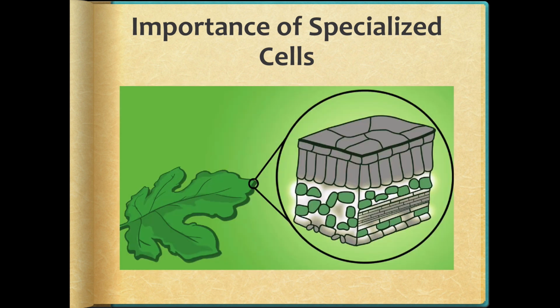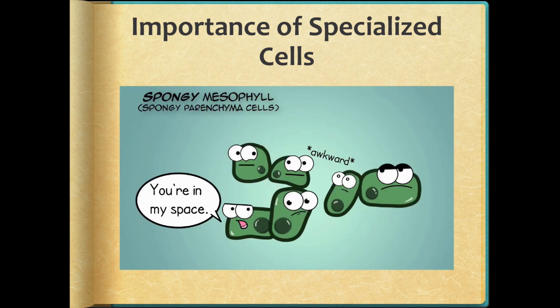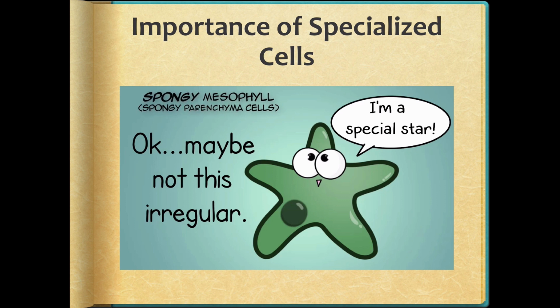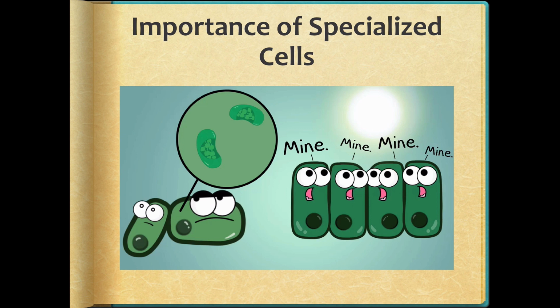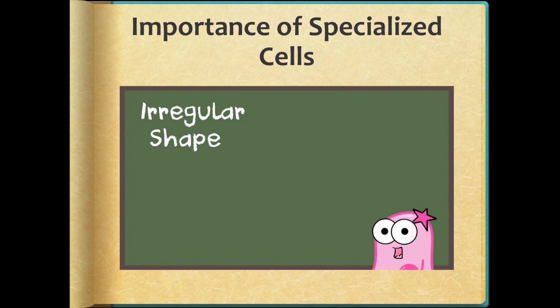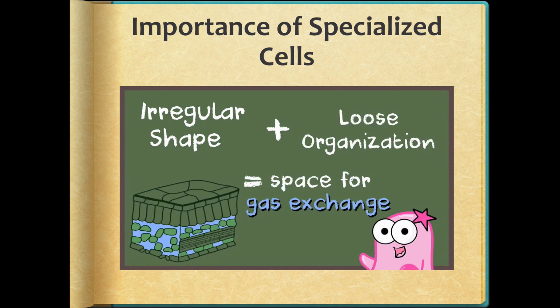Underneath it, take a look at these spongy mesophyll cells. These cells that make up this area are pretty loosely packed. They have irregular shapes. They can have chloroplasts, but in many plants they may not have as many chloroplasts as the palisade mesophyll cells, because in many plants the spongy mesophyll cells don't do as much photosynthesis as the palisade mesophyll cells do. Their irregular shape combined with loose organization gives space for gas exchange, which you need for photosynthesis.